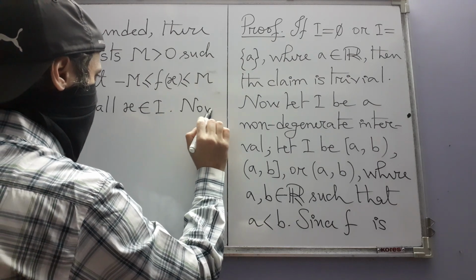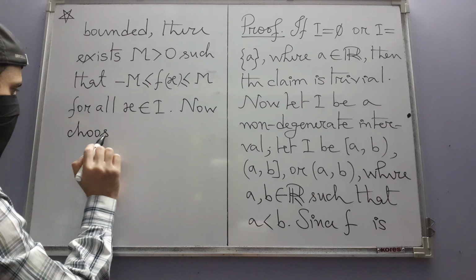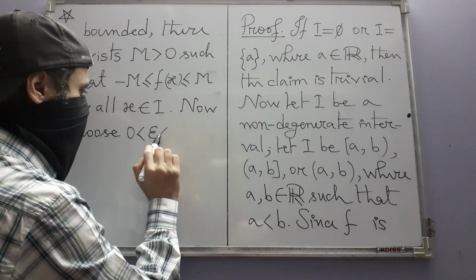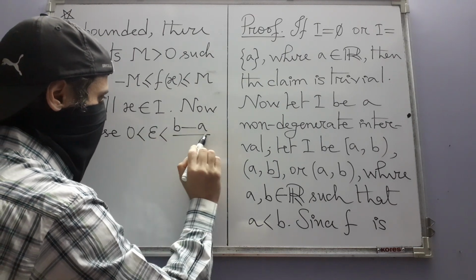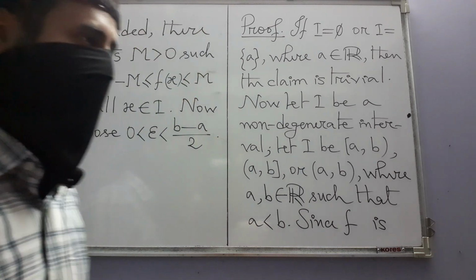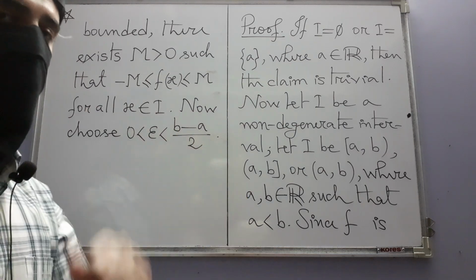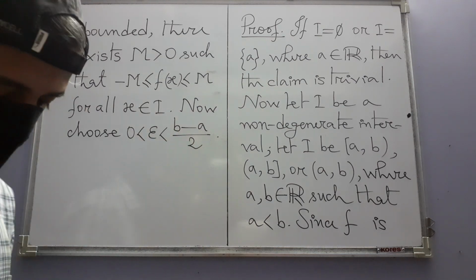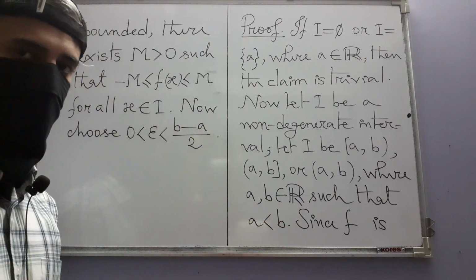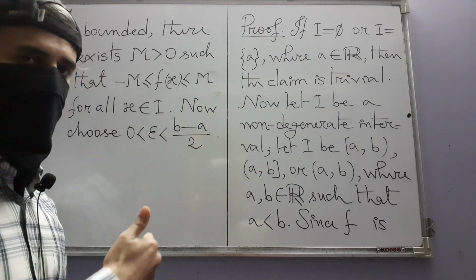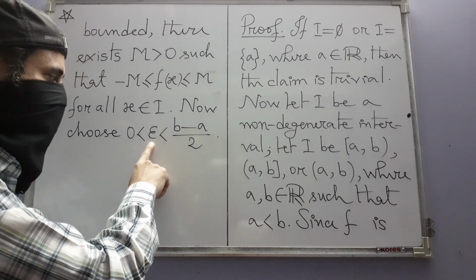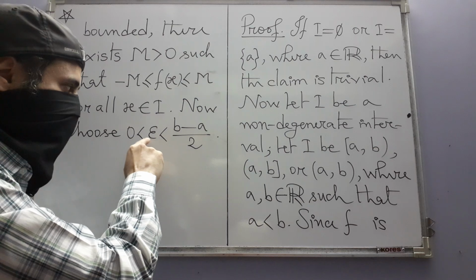Now choose a positive real number epsilon that is less than or equal to b minus a divided by 2. Why are we able to choose this epsilon? That may be a question. Well, note that this inequality tells us that b minus a is positive. So b minus a divided by 2 will be even less than that, still positive. And that is why you can of course choose some epsilon which is positive but less than this.